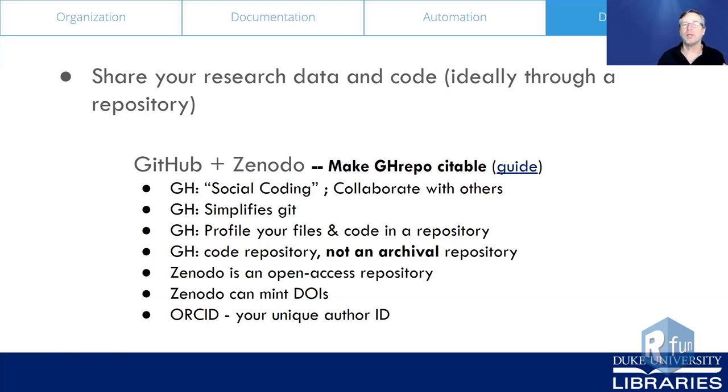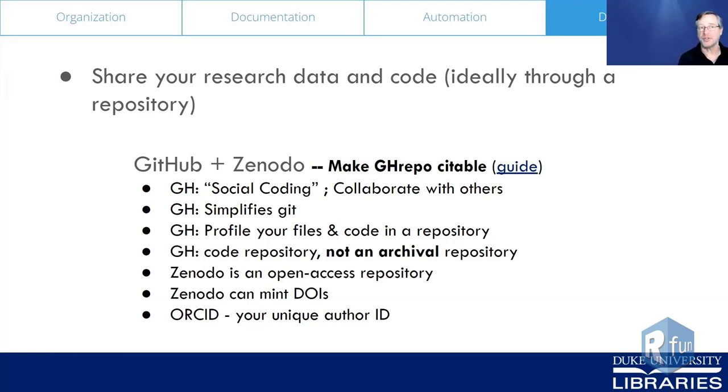So what you want to do is link your code repository with an archival repository. There's an easy way to do that. There's a link right here in this script, and Sophia has something to share with you that includes that link. It allows you to make a connection between GitHub and Zenodo. Zenodo is an archival repository.